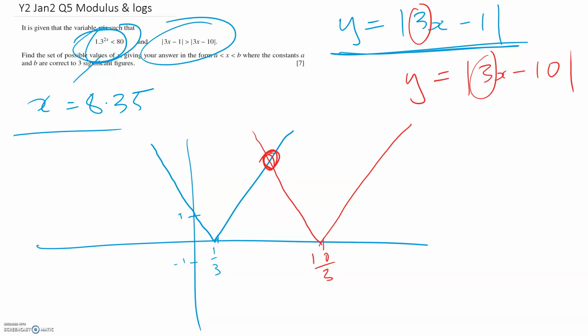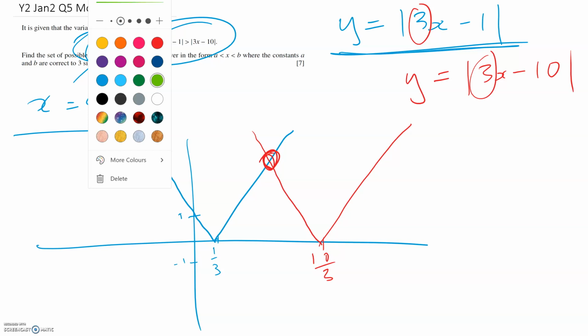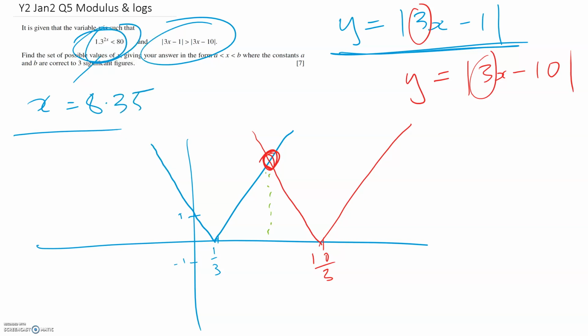Now, in order to find the point where they meet, let's use a different color. So we want to find this point here, which is halfway between 1/3 and 10/3. If ever you want to find halfway between two points, you can just add them together and halve them. So 1/3 plus 10/3 is 11/3, and then when you halve 11/3, you get 11/6. So that point will be where x equals 11/6, the point where the graphs intersect.